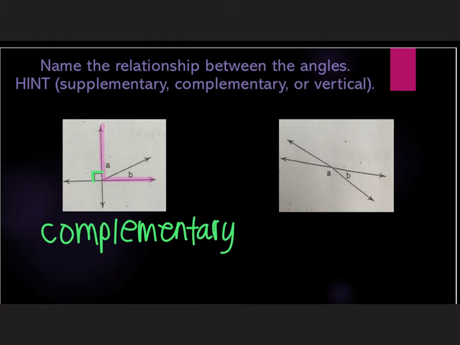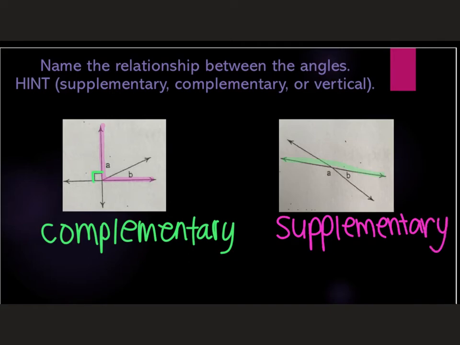Okay. And then looking at the second one here, we see the two angles that we're talking about are A and B again, and A and B in this one make a straight line or make supplementary angles. So either one, you could have said straight angle, but I was really looking for the word supplementary as well. So remember, they add up to 180 degrees.